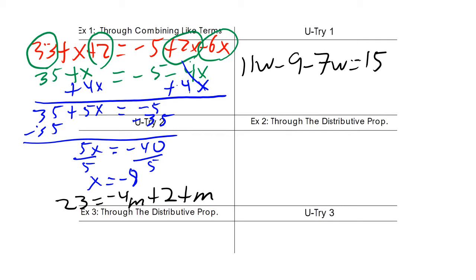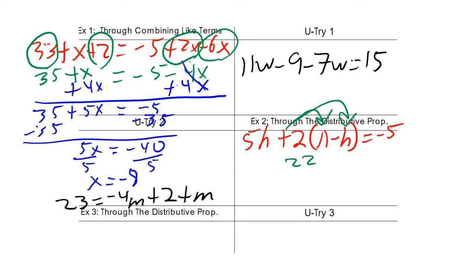All right, what happens when we have the distributive property? Because there are parentheses. Let's see. If our problem is 5h plus 2 times parentheses 11 minus h equals negative 5, the first thing I want to do is distribute to get rid of those parentheses. I'm distributing positive 2. 2 times 11 is 22. 2 times negative h is negative 2h.